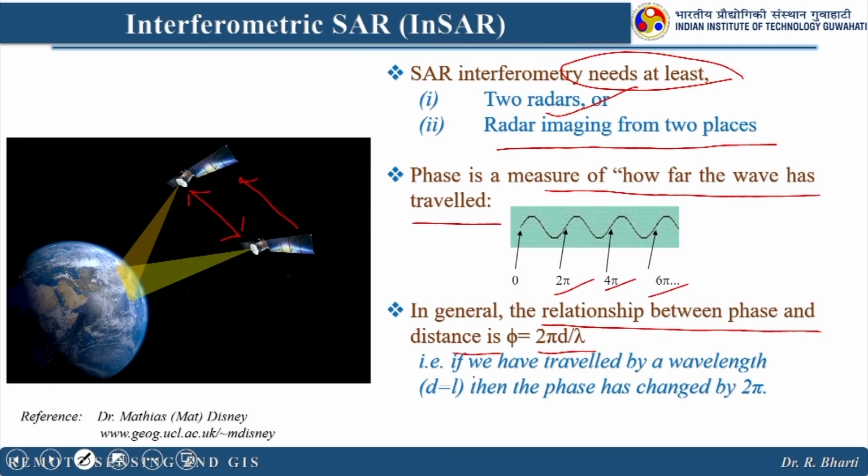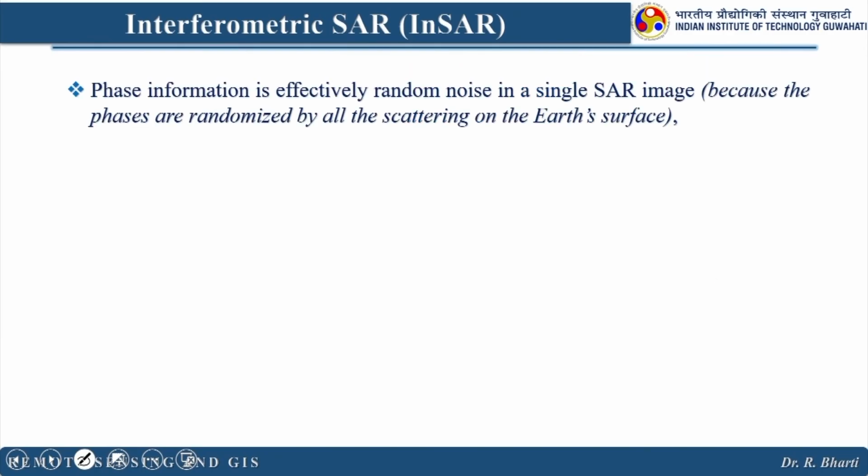So, that is, if we travel by a wavelength, d is equal to 1, then the phase has changed by 2 pi. That is why this is 2 pi, 4 pi, 6 pi, right. So, this is in case of INSAR. In INSAR, the phase information is very important, and we are generating this phase information.